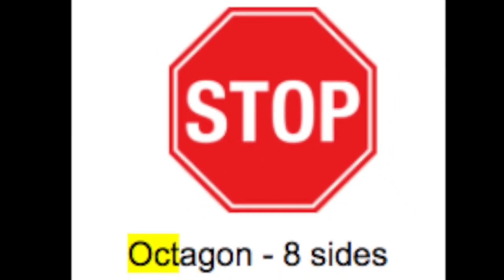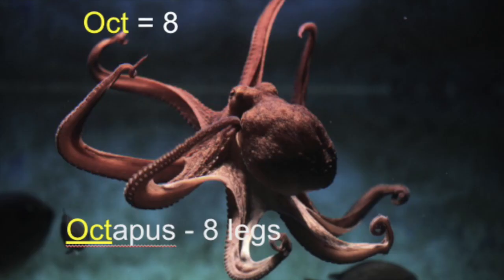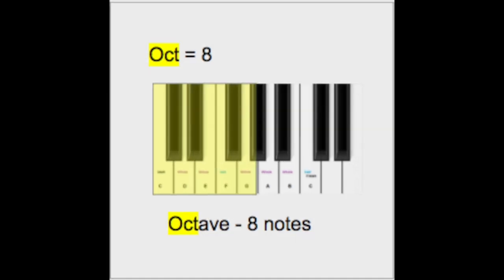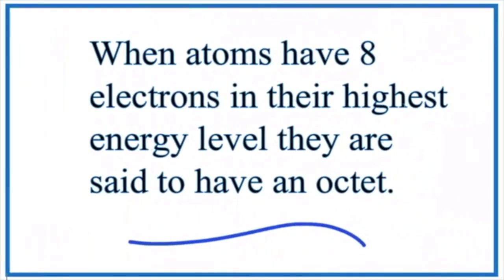Oct means 8. A stop sign is an octagon, a shape with 8 sides. An octopus has 8 legs. And an octave has 8 notes. 1, 2, 3, 4, 5, 6, 7, 8. When elements have 8 electrons in their outer shell, they have an octet.